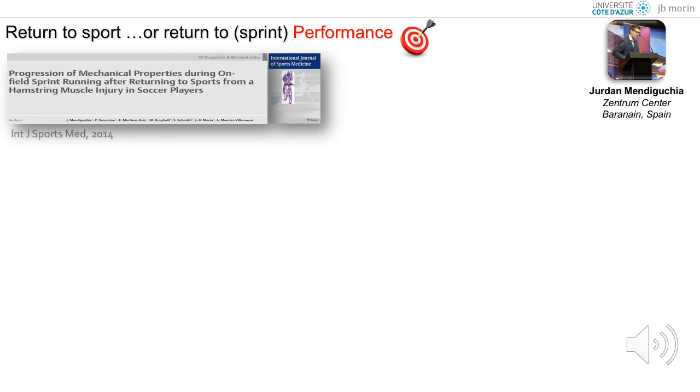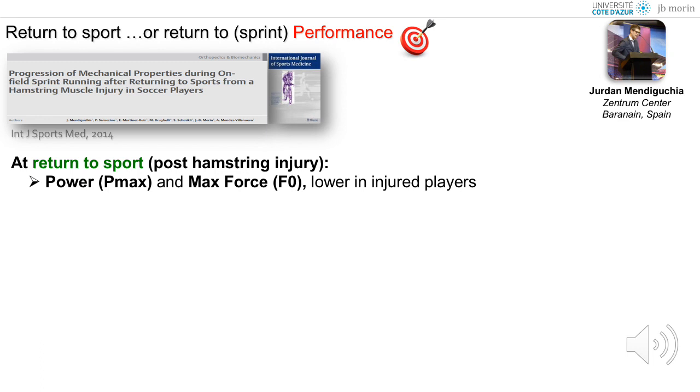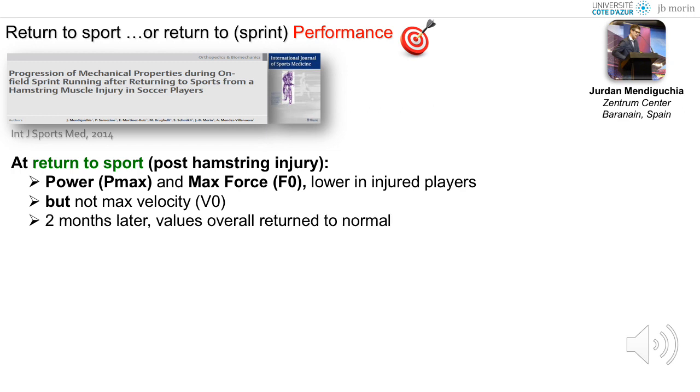In this study by Jordan Mendiguchia, we saw that after return to sport, after rehabilitation, the players were tested in sprinting and their maximum power and maximum force output were still very low compared to the uninjured players. However, their maximum velocity was not. And 2 months after, the values were back to normal. So it means that in their force velocity profile, there was something functionally sprint related that was not ready to return to play and was not okay.